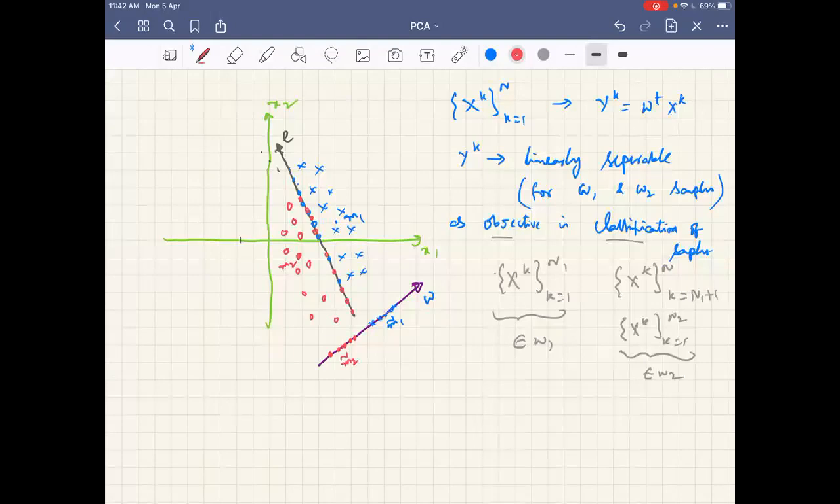How are these two related? Can one of you quickly tell? How should I relate this to the original mean of the class 1 samples? W transpose M1. Very good. Similarly, M2 tilde, the projected mean of class 2, is equal to W transpose M2. Very good. Okay, good.